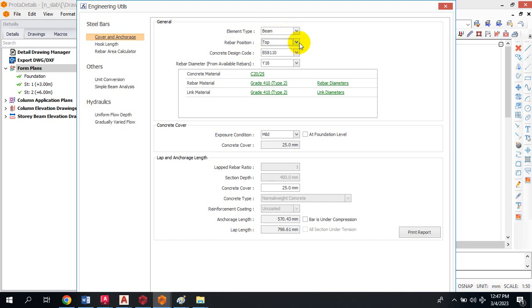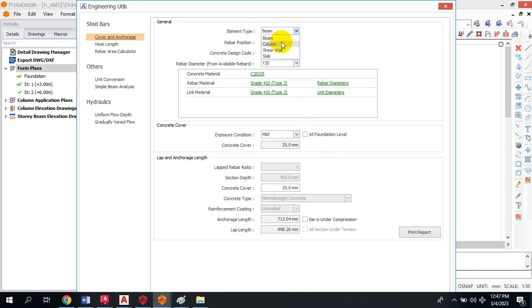So then the concrete design code, I can pick whatever I must have used. Then my reinforcement bar, so for Y16, this is exactly what we are going to be getting as our lap length and also our anchorage length. So if I switch this to Y20, automatically you can see the lap length and your anchorage length has actually changed. I can also select or type in my concrete cover here.